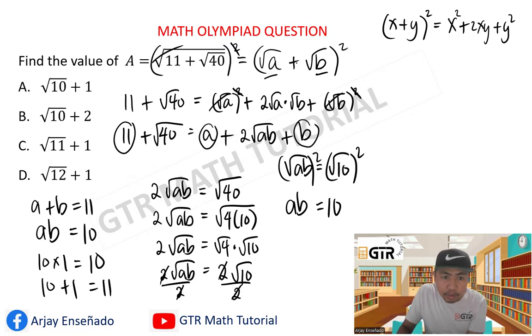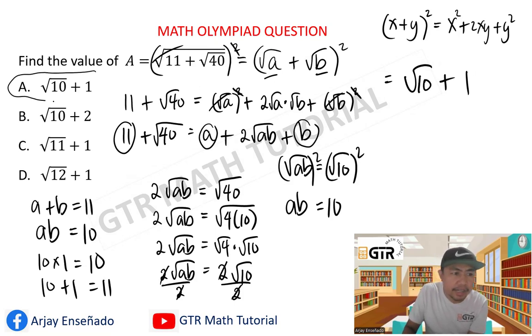So therefore, square root of A plus square root of B is equal to square root of 10 plus square root of 1, which is 1. So therefore, the correct answer is letter A, square root of 10 plus 1.